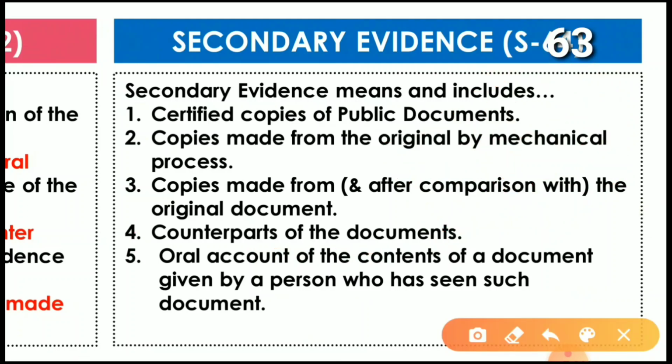Next, the fifth category is the oral account of contents of a document given by a person who has seen such a document. The person who has actually seen such a document may give his evidence as to the contents of such document. It is also known as secondary evidence. Friends, this is about what is primary evidence and what is secondary evidence.